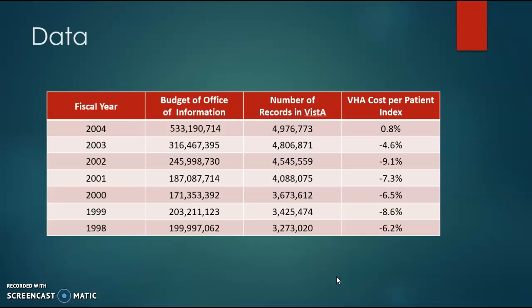So first, let's take a look at the data. For your assignment, you should have this data. You should see a fiscal year of 1998 up to 2004, as you can see from top up. You should see the budget of Office of Information, the number of records in Vista, and then a VHA cost per patient index. So you should have all of this data.